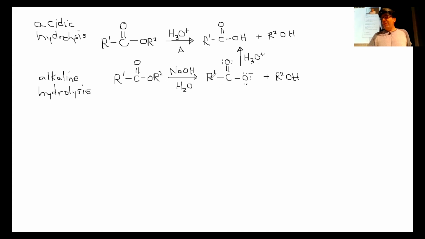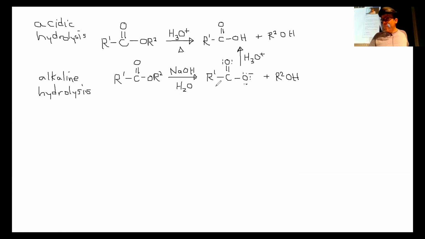And I guess in the soap industry, that's what they do isolate. But if you're not trying to isolate the salt, you would simply acidify, and that will neutralize the base and give you the free carboxylic acid back. Put the proton back on here. It's just an acid-base reaction. This oxygen will just grab H plus off of an H3O plus molecule, and you're done. So both of these will work.